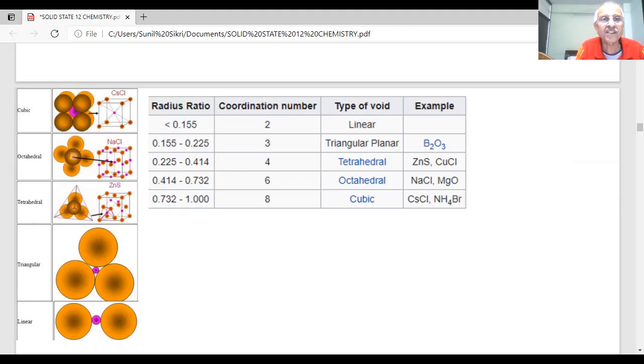And in such cases, we are talking of the radius ratio. What do you mean by radius ratio, students? Radius ratio is nothing but the radius of the smaller divided by the radius of the larger ion. That is called the radius ratio. That is r plus by r minus.